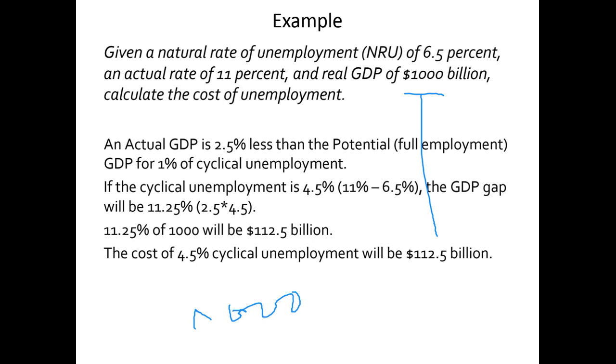So if you had zero cyclical unemployment, then the country's GDP would have been at full employment, that is $1,112.5 billion. So because of this 4.5% cyclical unemployment, we are unable to produce $112.5 billion worth of goods and services.